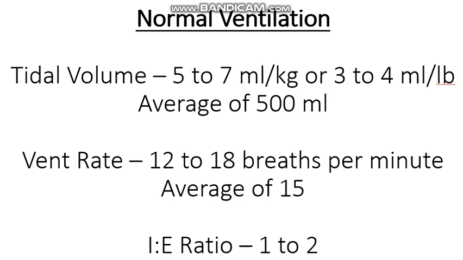Normal ventilation has a tidal volume of 5 to 7 milliliters per kilogram or 3 to 4 milliliters per pound, with an average of 500 milliliters. A ventilation rate of 12 to 18 breaths per minute, with an average of 15. And an I/E ratio of 1 to 2.